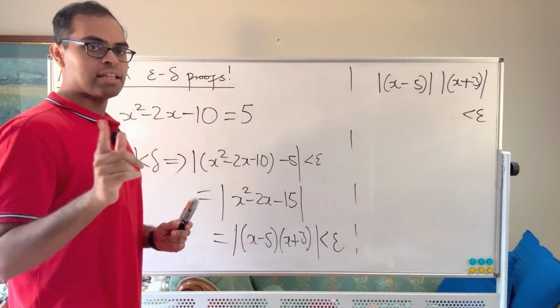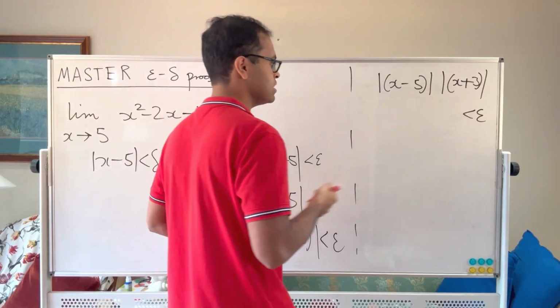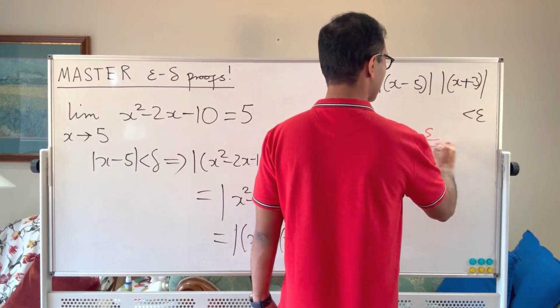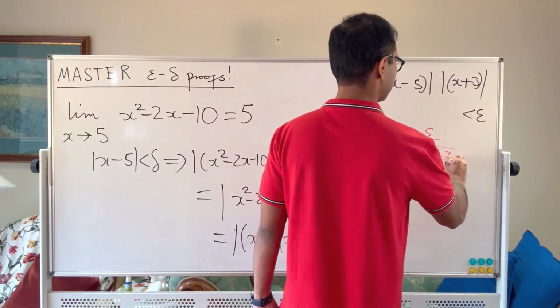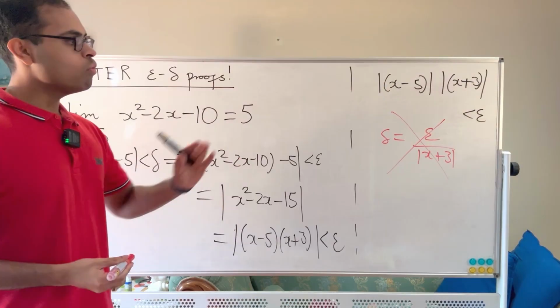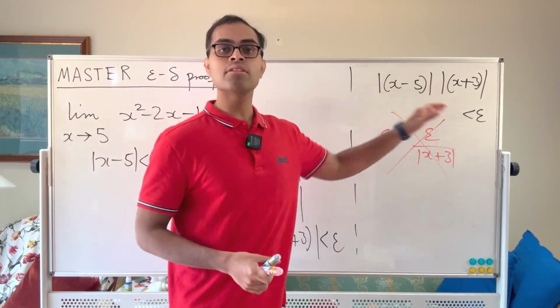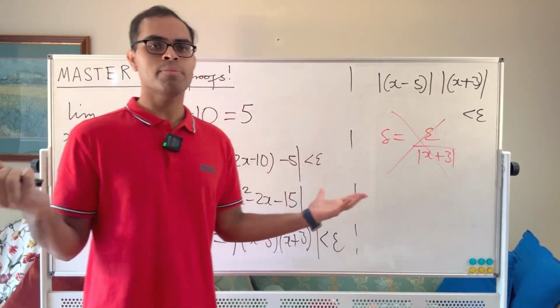Now here's a fallacy, okay? I'm going to tell this to you as a fallacy. We cannot take delta to equal epsilon divided by the absolute value of x plus 3. Okay, this is actually wrong. Why can't we take delta to be that? Well, delta should be dependent only on epsilon. Okay, so it cannot be dependent on x.